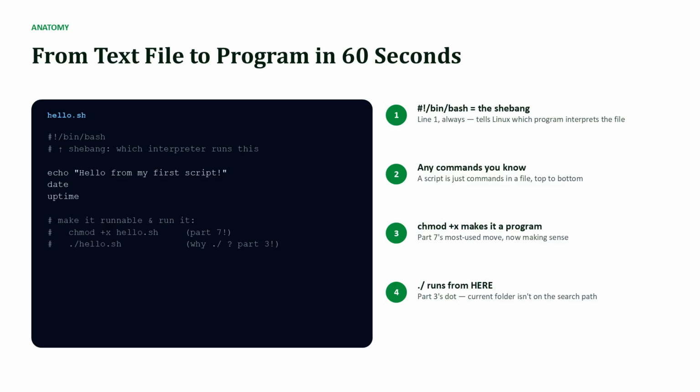Save it as hello.sh. Then watch 3 earlier videos pay off at once. chmod +x from part 7 turns the text file into a program, and ./ from part 3 runs it from the current folder. Needed because, for security, here isn't on the command search path. Type ./hello.sh, and you are now, officially, someone who writes software for Linux. Let's make it actually useful.